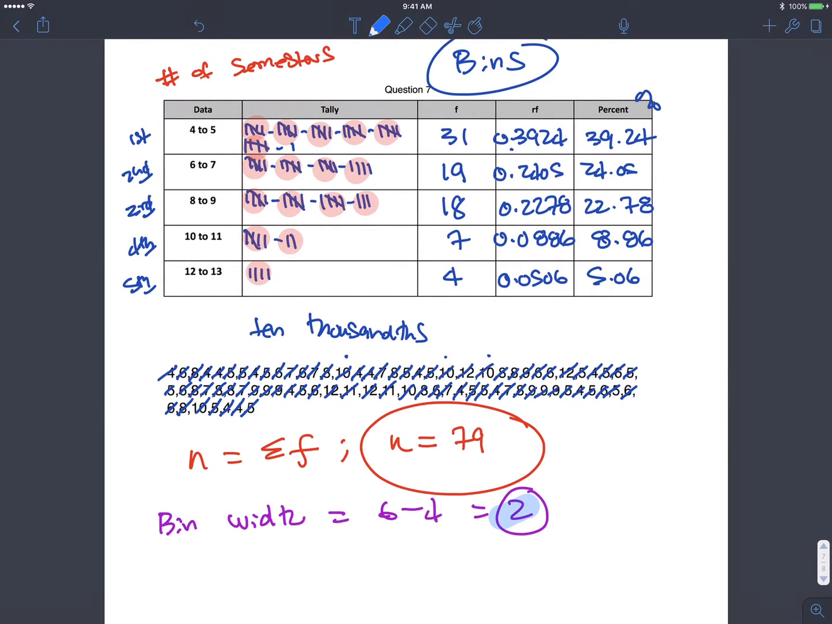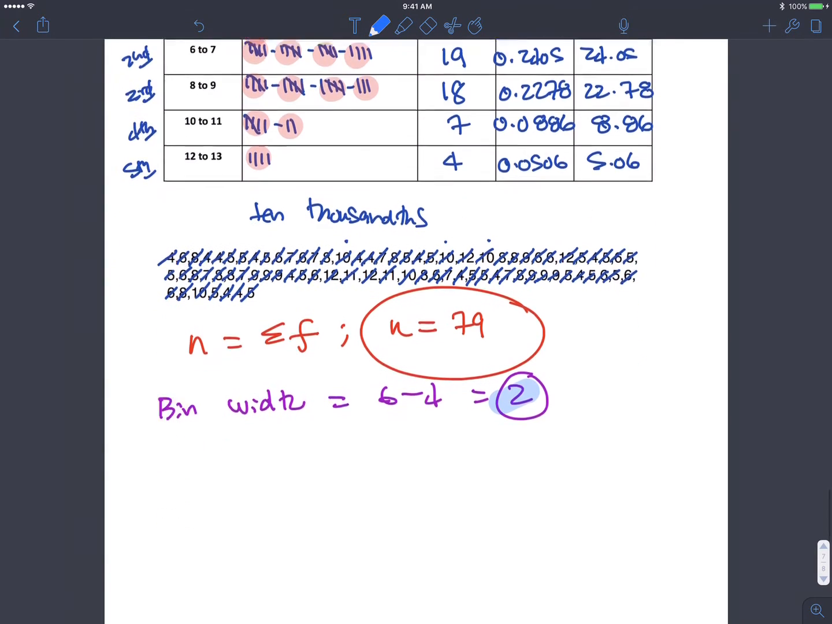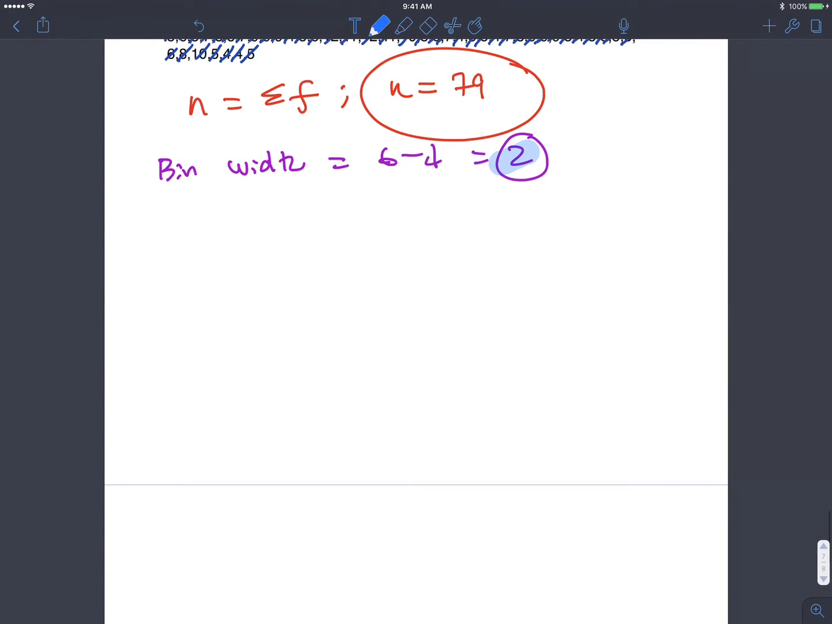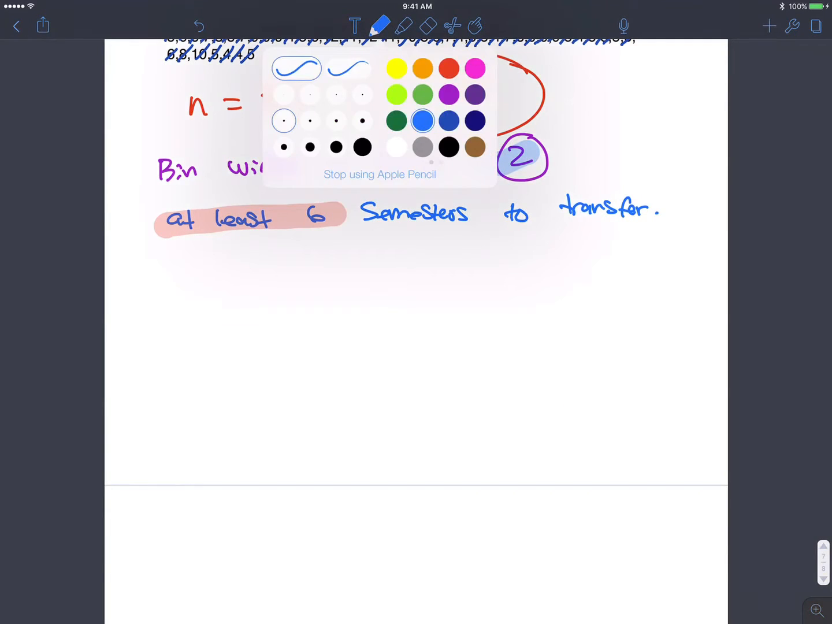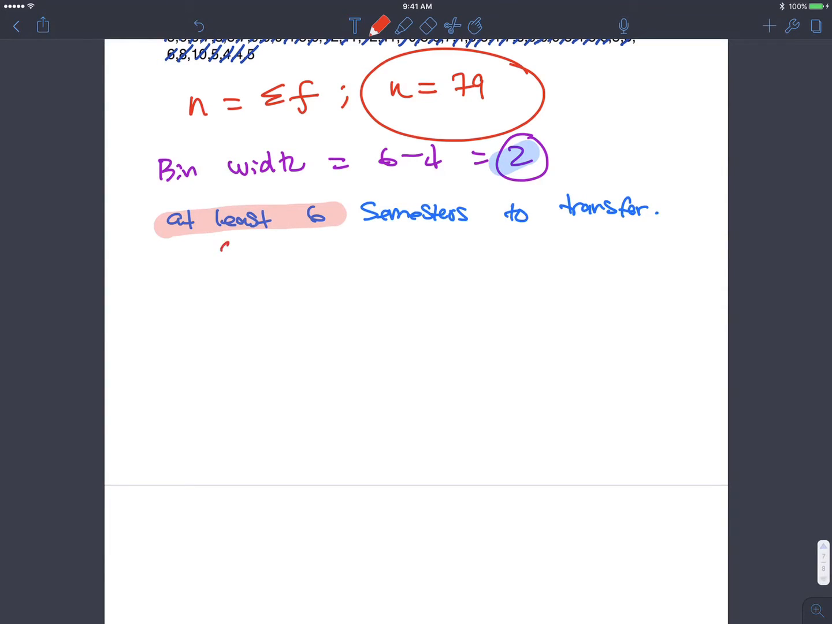Okay, now let's go back and answer some of these questions here. The questions are going to be, what percent of the sample took at least 6 semesters to transfer? Okay, at least 6. At least 6 is really code for 6 or more. So you need 6 or more semesters here.